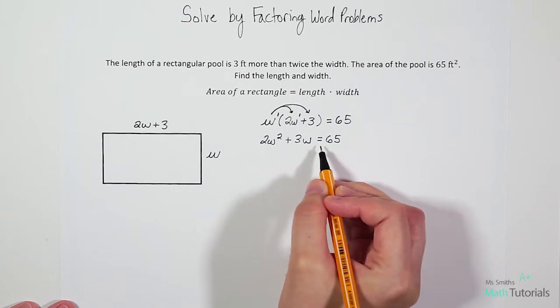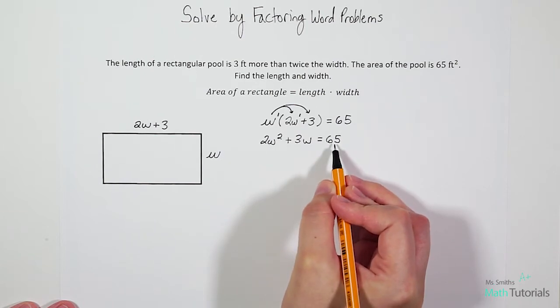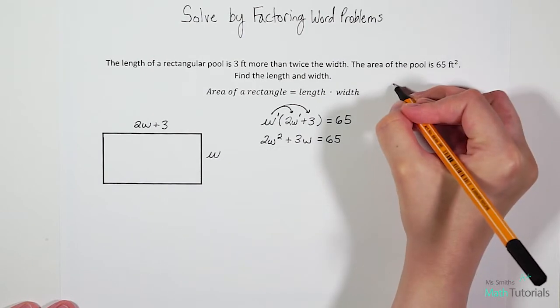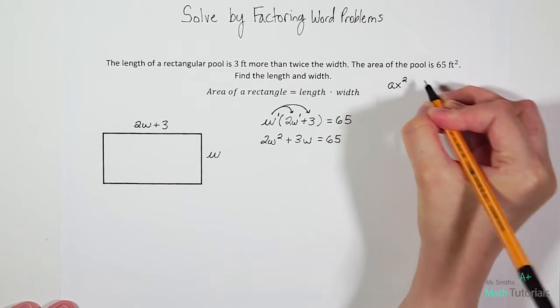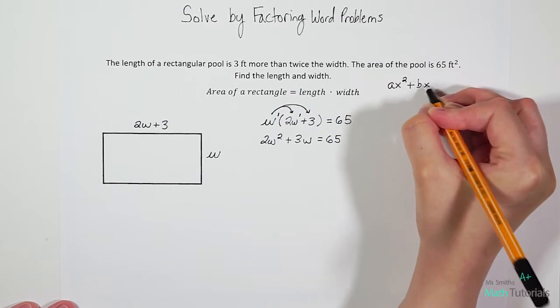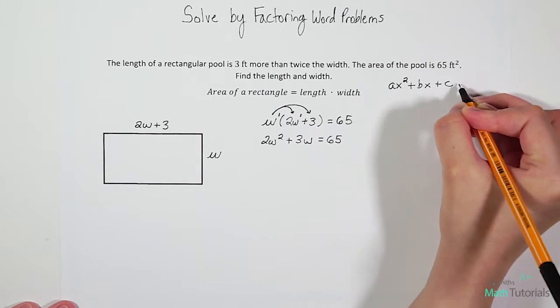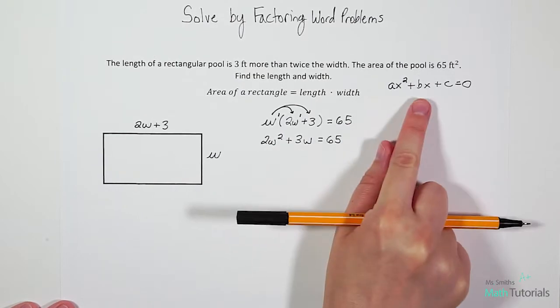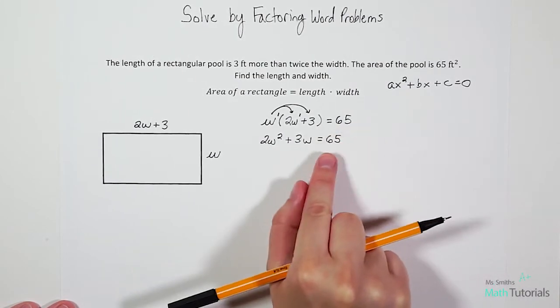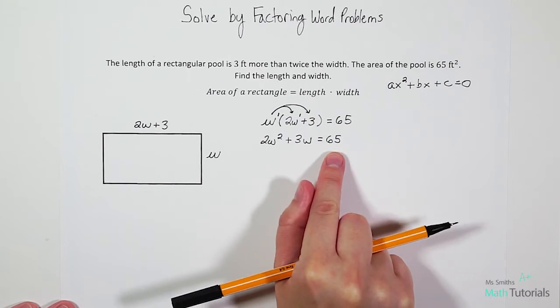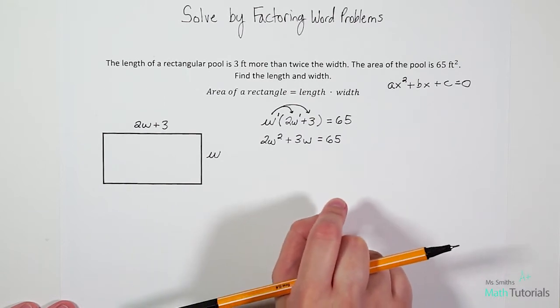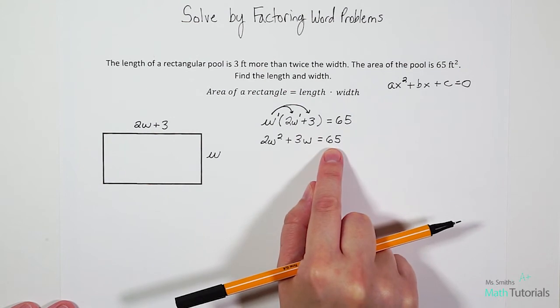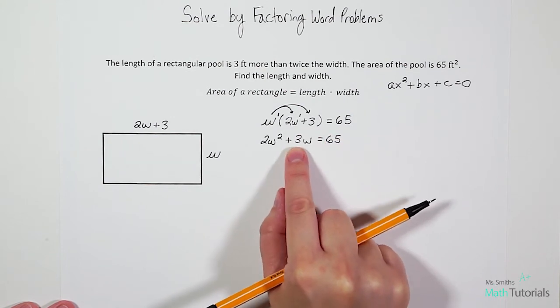The first thing we want to recognize about this quadratic equation is that it's not in standard form. Standard form for a quadratic is ax squared plus bx plus c equals 0. This is close to being in standard form, but we don't have an equals 0. We have an equals 65, and that's very important. We can't factor this until we have an equals 0. So that means we need to move this 65 over to the other side of the equation.